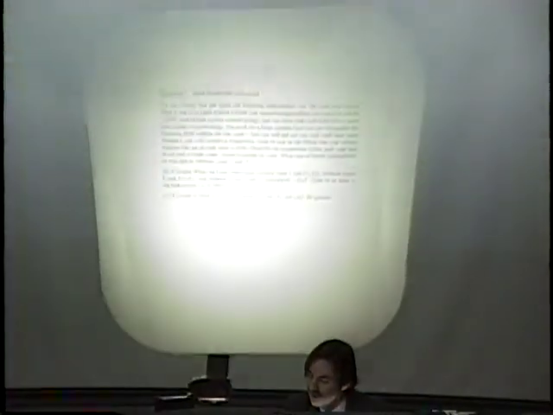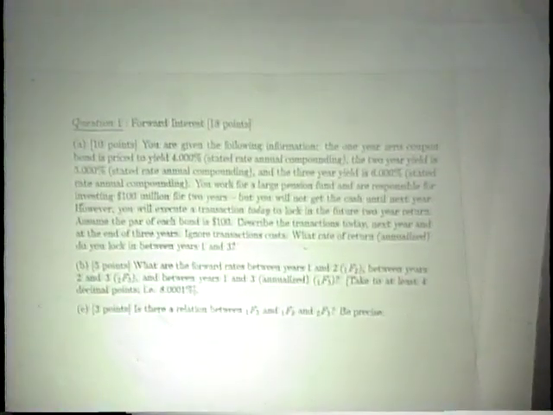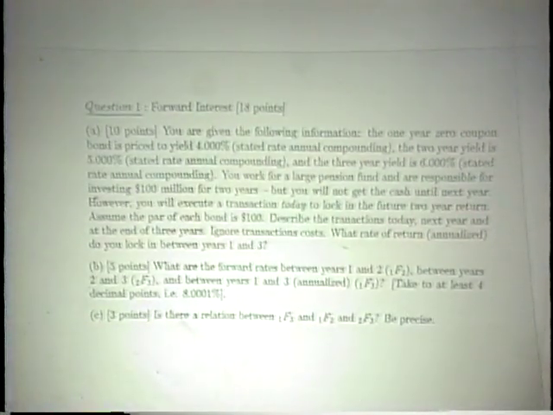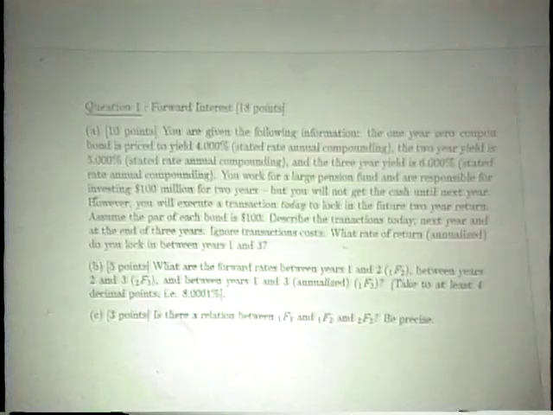Okay, so we've got 3 zero coupon bonds. And the question is, we're a pension fund responsible for investing $100 million for 2 years, but you will not get the cash until next year. It's very similar to the question that we did in class, except it's a 2-year investment. However, you will execute the transaction today to lock in the future 2-year return. Assume the par value of the bond is $100. Describe the transactions today, next year, and at the end of 3 years. Ignore transaction costs. What's the annualized rate of return that you lock in between years 1 and 3?